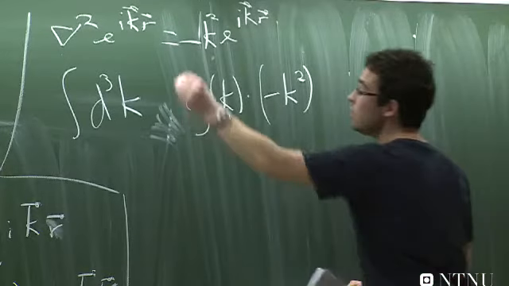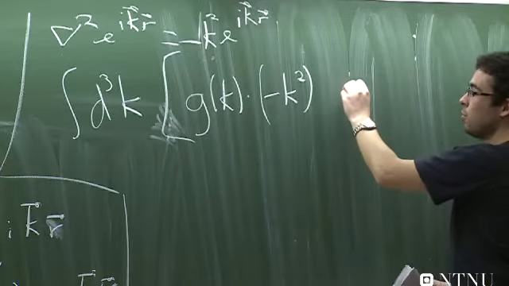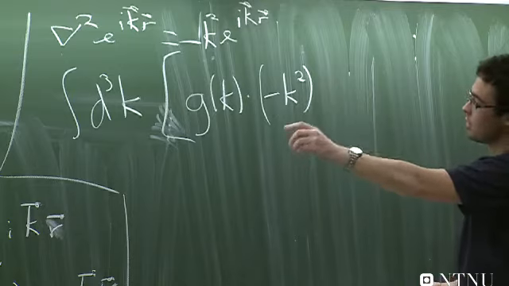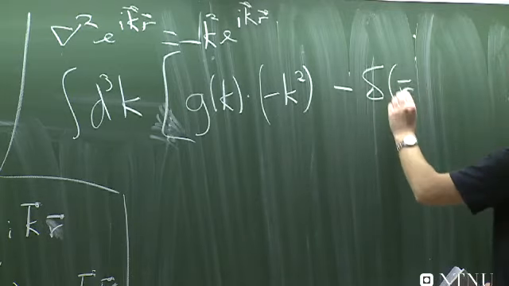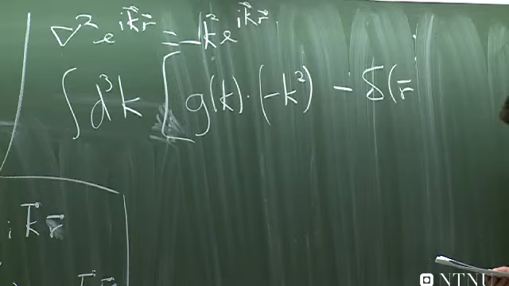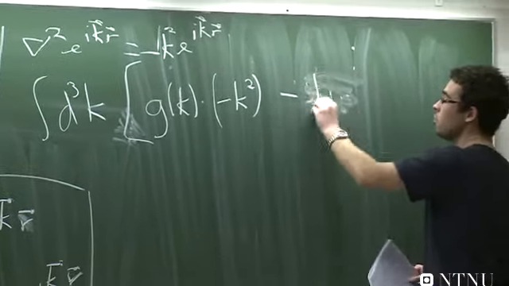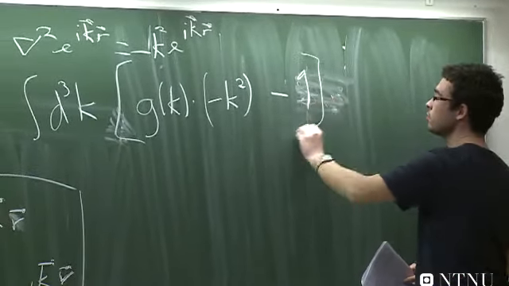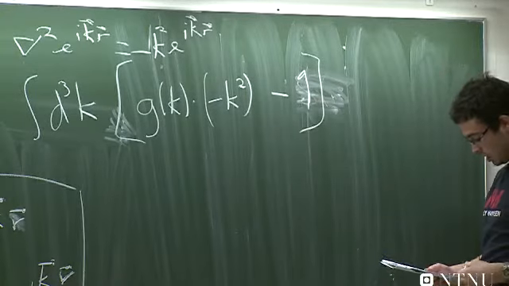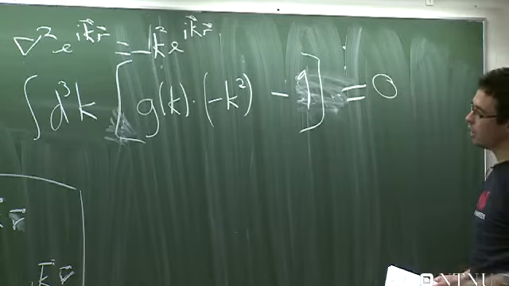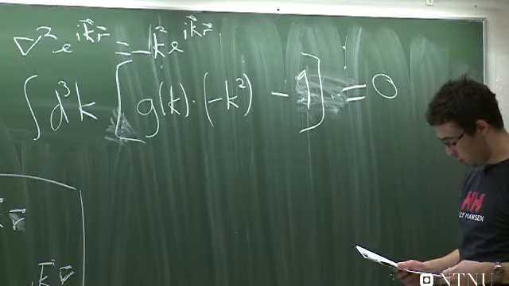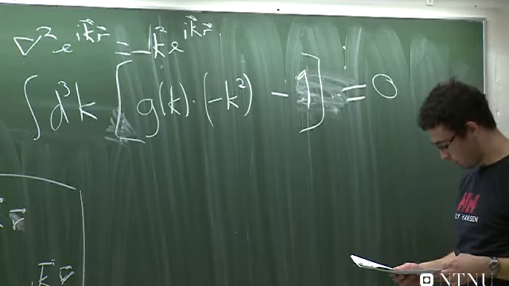And let's see, I move the delta function to the left hand side, so I get minus delta of r. No, wait. The delta function is simply 1 in Fourier space. And this should be equal to 0, because I moved all the terms to the left hand side. And this should hold for all k.